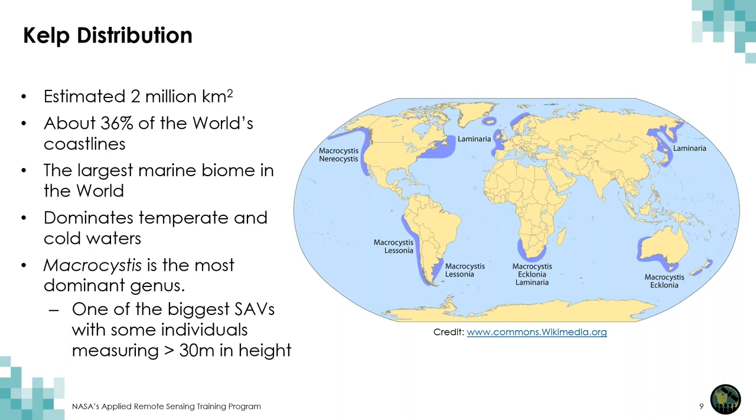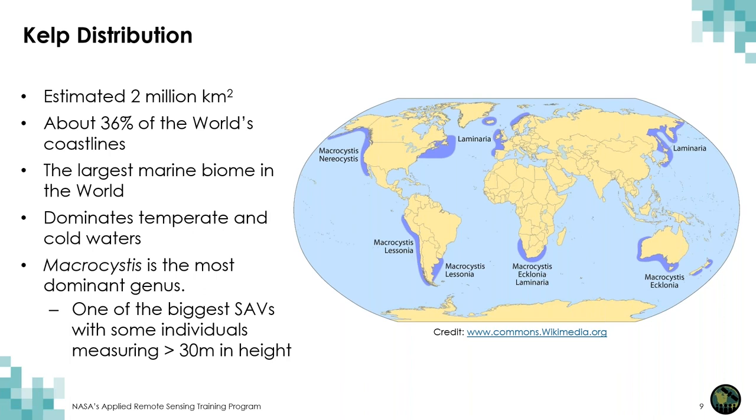But new estimates that incorporate kelp forest data from the Arctic now show that kelp on a global basis covers about 2 million square kilometers, which is about 36% of the world's coastline, making it the largest marine biome on our planet, with seagrasses, coral reefs, and mangrove forests following in terms of their extension.